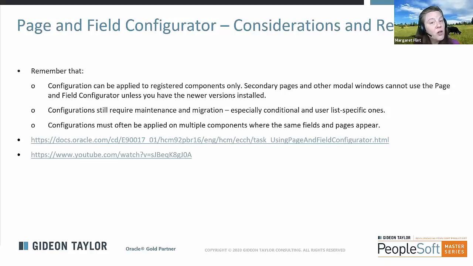So when you create your configuration, you'll need to have someone on your team that can use the data migration workbench in order to move your configuration up the production path. And configuration must often be applied on multiple components where the same pages and fields appear. So if you're an HCM user using both Add a Job as well as Maintain a Job, those are two separate components. And if you're trying to streamline the experience across those components, then you'll need to make the same field adjustments on both of those components.